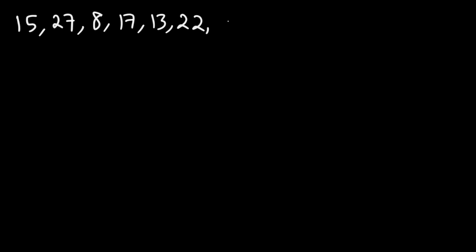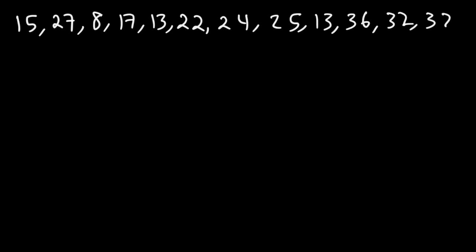In this video, we're going to talk about how to make a stem and leaf plot. So let's say we have the numbers 15, 27, 8, 17, 13, 22, 24, 25. Bear with me. I only have a few more to write down. And then 32, 28, 43, and 7.